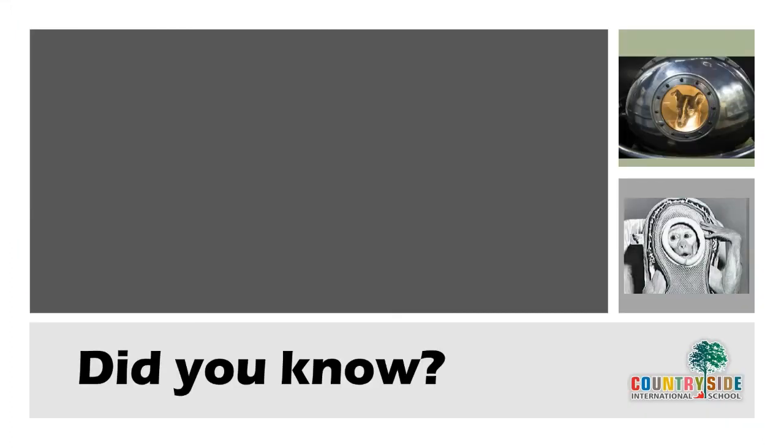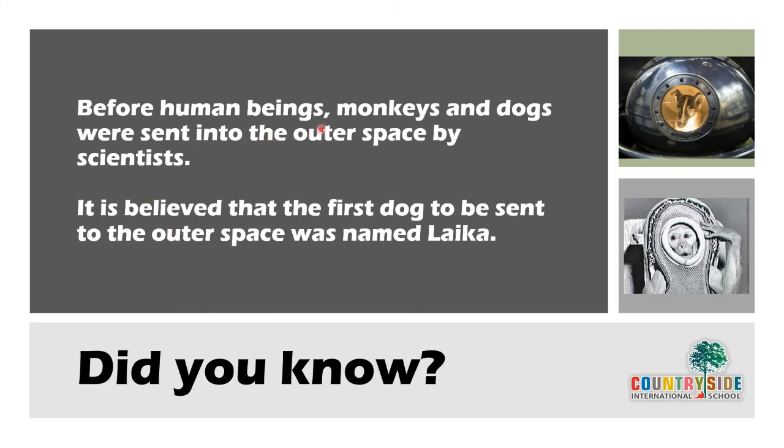A fact time, children, something which you may or may not know. Let's see, this was something informative for me too. Before human beings, monkeys and dogs were sent into outer space by scientists. You must have heard that nowadays human beings are going to space, to the moon, trying to research so many things. In olden days, monkeys and dogs were sent.